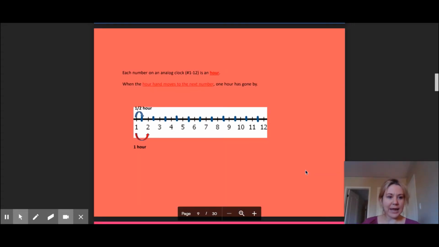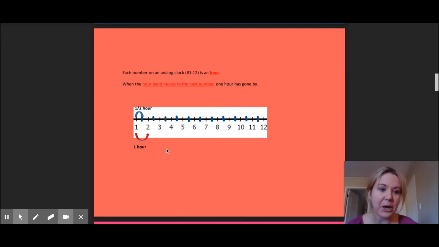Each number on an analog clock is an hour from 1 to 12. When the hour hand moves to the next number, 1 hour has gone by. So when it's pointing at the 1, it's 1 o'clock. An hour later, it's 2 o'clock. An hour later, it's 3 o'clock. An hour later, it's 4 o'clock. An hour later, it's 5 o'clock. Okay, so every time the hour hand moves to the next number, 1 hour has gone by.